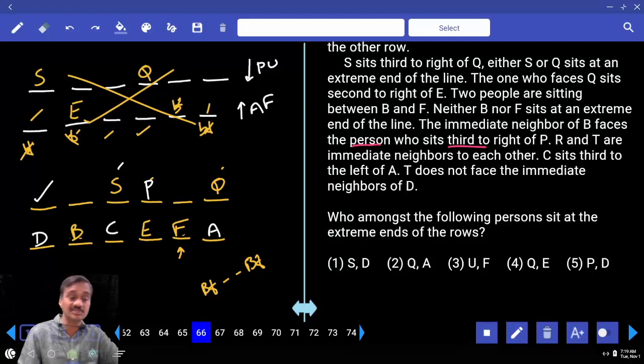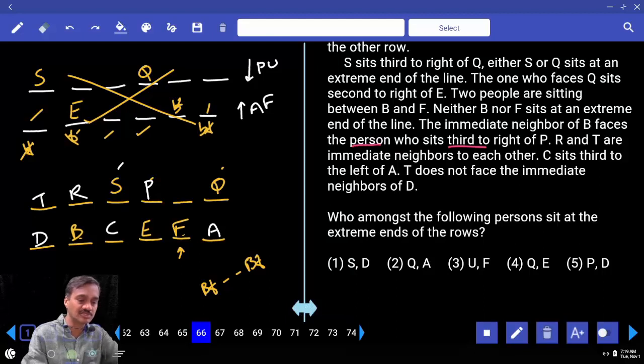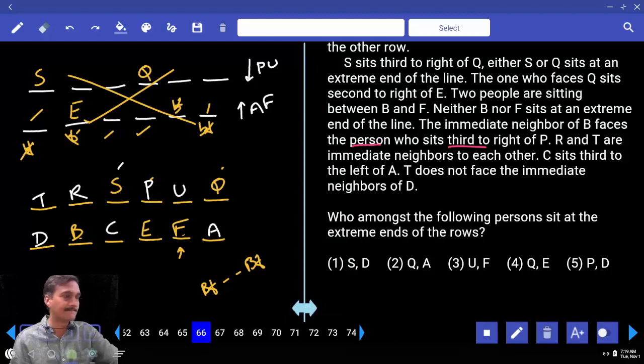T does not face the immediate neighbor of D. And T cannot be the immediate neighbor of D. Hence, where should this be? T must be at this place. And R and T are adjacent. R is here. Hence, among P, Q, R, S, T and U, U is here. Right? Then, which of the following persons sits at the extreme ends of the rows?